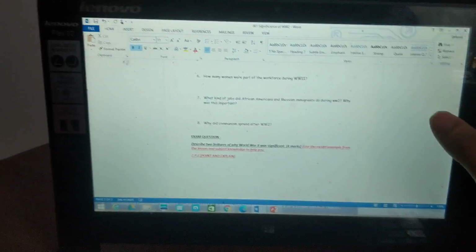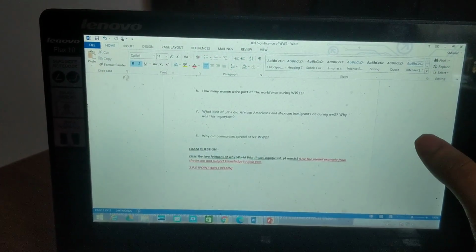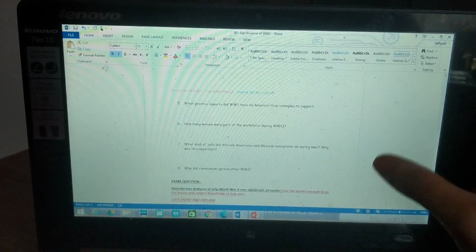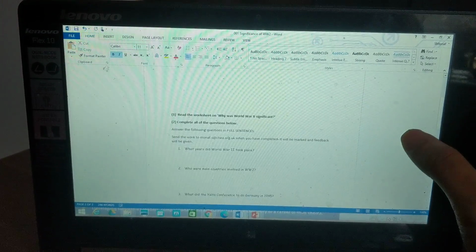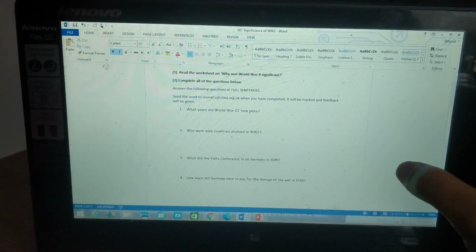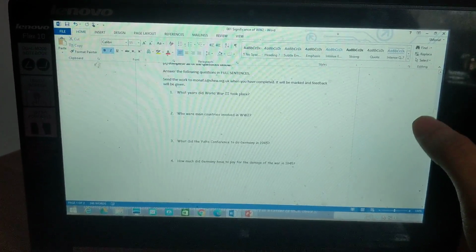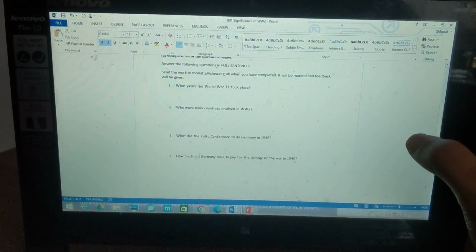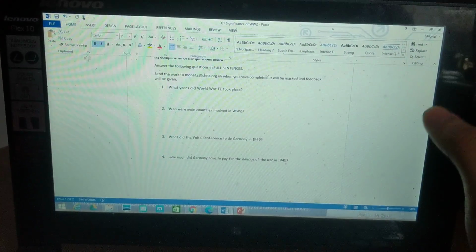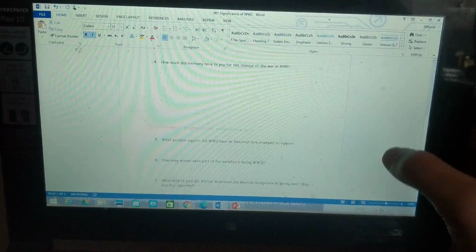If you have any questions or concerns about how to attempt these questions, please do let me know, okay? Make sure you read every single task, follow every single task, and complete that work. Use the information sheet to support you and use the lesson to support you in answering these questions, okay?